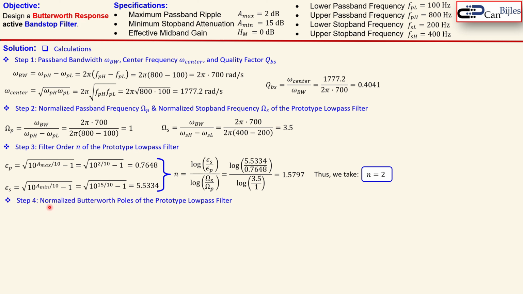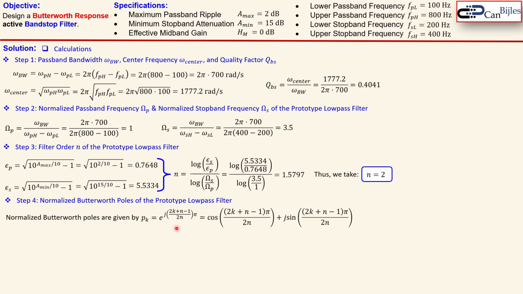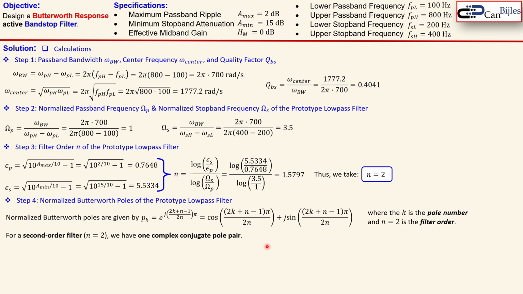We need to also do the normalized Butterworth poles of the prototype low pass filter, and those are given by this formula, and of course written using Euler's identity. You can also write like so. You see here the order n, which is in this case 2. You also see the k, which is the pole number. So we need to determine that. Now we have a second order filter prototype. That means we have one complex conjugate pole pair, so we have 2 poles.